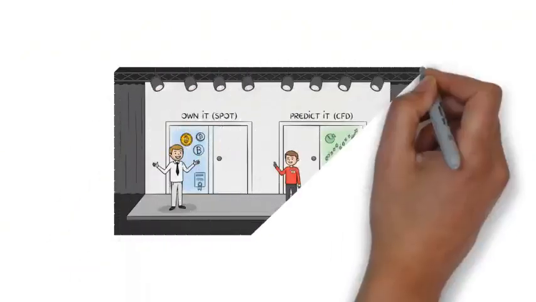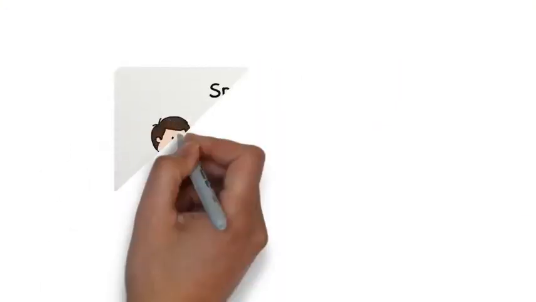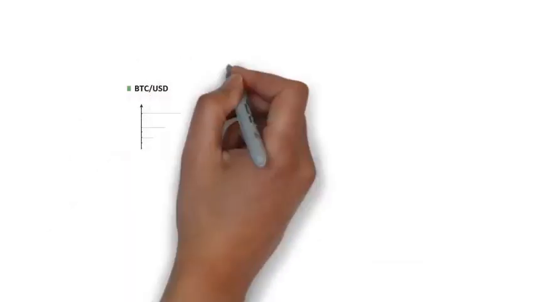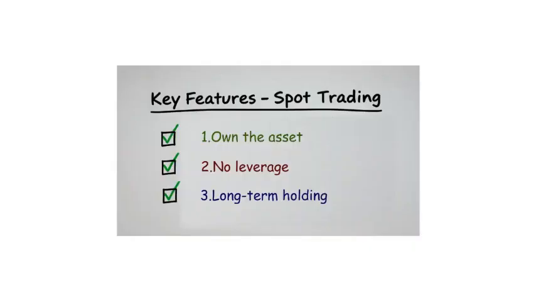Imagine you're choosing between owning an asset or predicting its price. That's the core difference between spot and CFD. Spot trading means you're buying the actual asset, like Bitcoin, gold, or stocks, and you own it right away. You profit when the asset price rises and sell it for more than you bought it. Spot trading is simple. You own the asset, there's no leverage, and it's great for long-term investors.